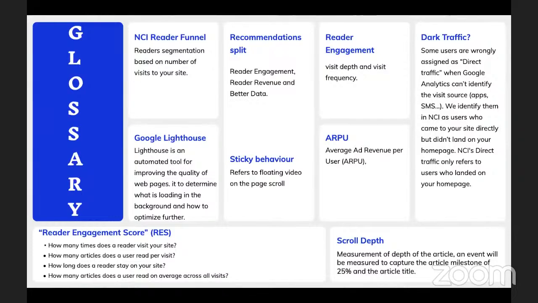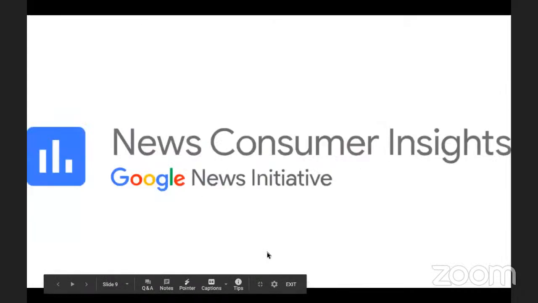And the final term that I would like to highlight here is dark traffic. Now dark traffic is an interesting source of traffic. It's basically all the traffic which comes through sharing of content on mobile screens, which is WhatsApp or SMS. So all the traffic that comes from that is considered dark traffic, but it's highlighted under the direct traffic when you look at Google Analytics. Now, like I said, let's go deeper into news consumer insights.